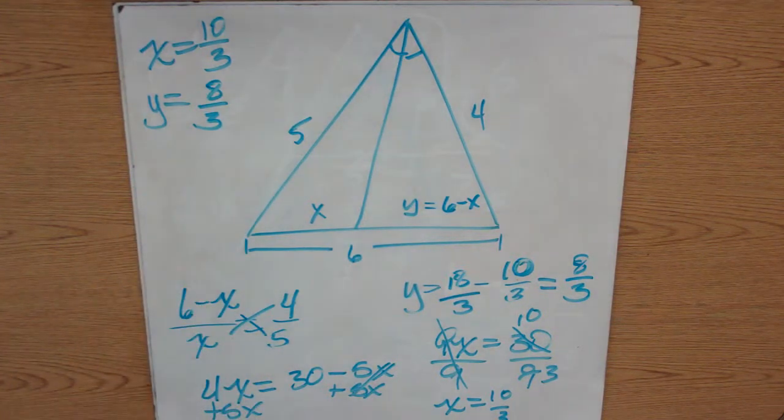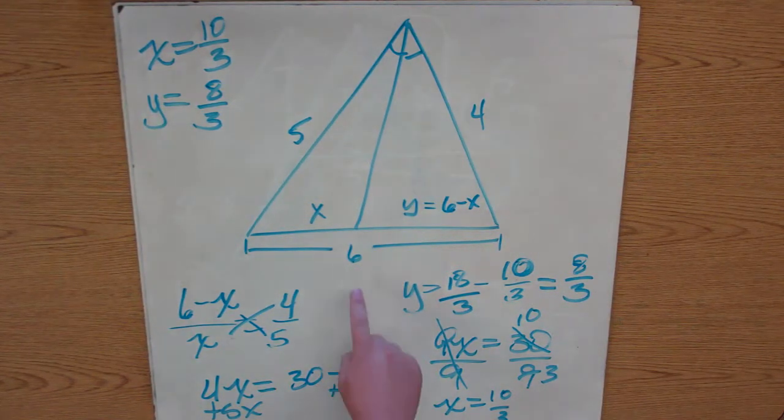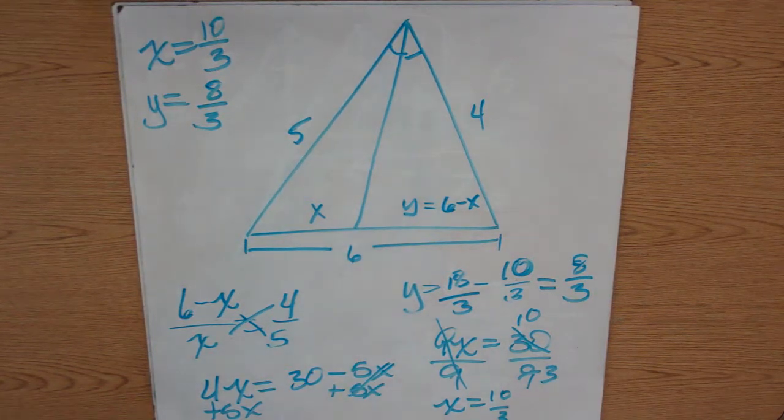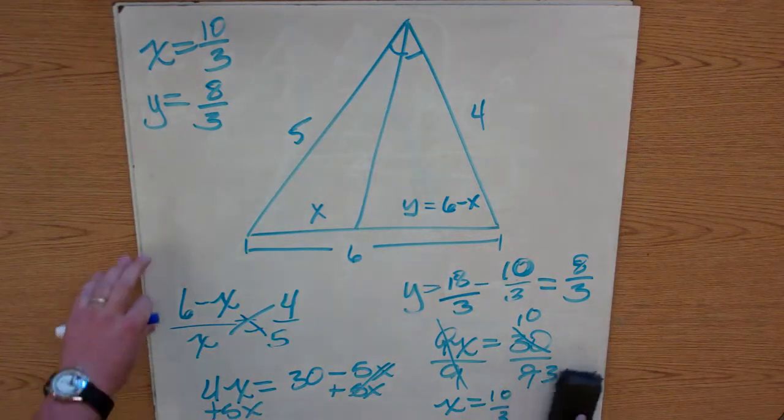All right, so there's your x and y, 10 thirds and 8 thirds. And if you add 10 thirds to 8 thirds, you get 18 thirds. 18 divided by 3 is, of course, 6, which gives us the length. Okay? So that's number 14. Number 15.